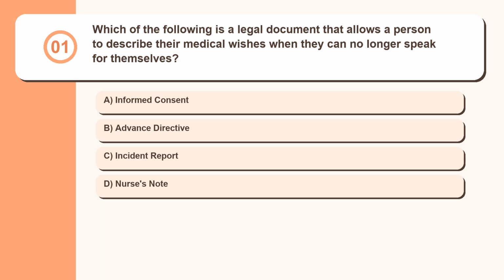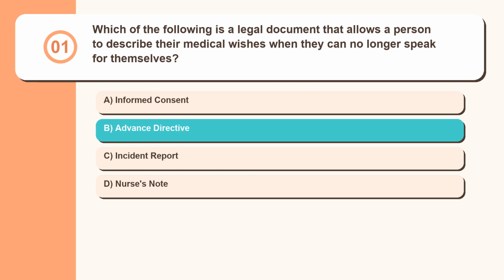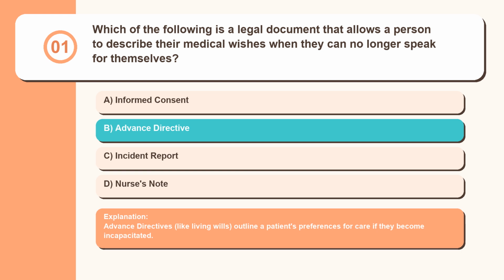Question 1. Which of the following is a legal document that allows a person to describe their medical wishes when they can no longer speak for themselves? Informed consent, advance directive, incident report, nurse's note. Advance directives, like living wills, outline a patient's preferences for care if they become incapacitated.